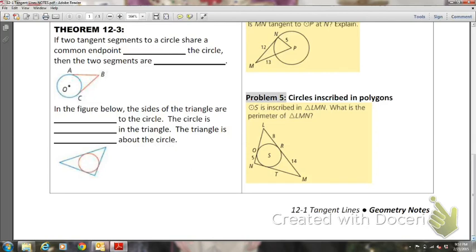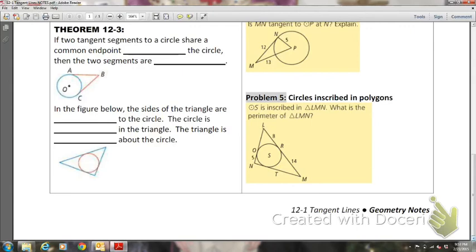The last problem is about circles inscribed in polygons. And here we have circle S is inscribed in triangle LMN. What is the perimeter of triangle LMN? To find the perimeter, that's the measurement around, so we need to know all of the measurements of the segments around that triangle. So let's use the last theorem in this lesson that says if two tangent segments to a circle share a common endpoint outside the circle, then those two segments have to be congruent.